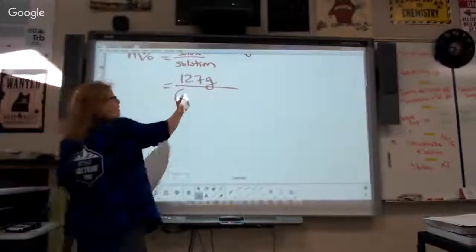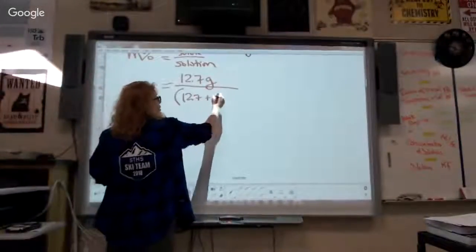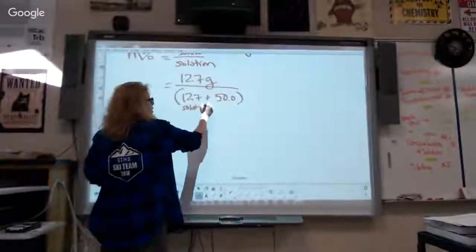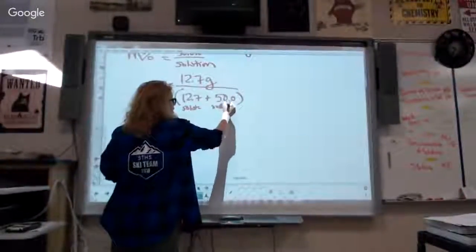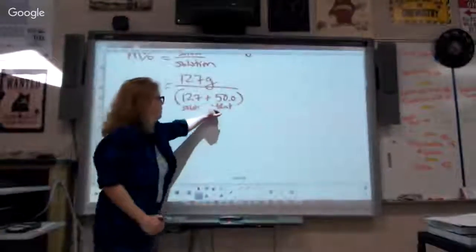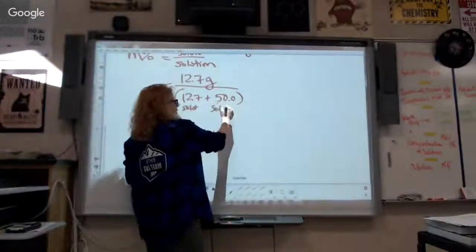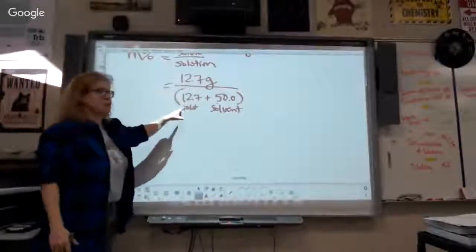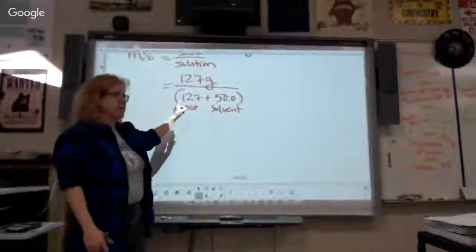So 12.7 over 12.7 plus 50.0. Is it solute? It's solvent. That's the mass of the solution. Solution is solute plus solvent. You have to have the two of them together.